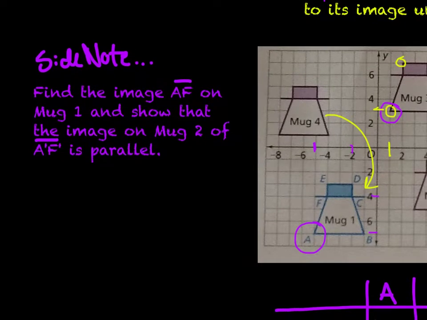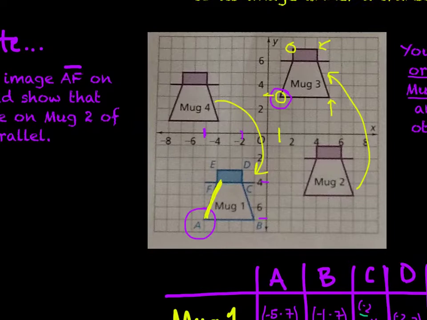Find the image of AF on Mug 1. Here's AF on Mug 1. And we need to show that the image on Mug 2, A prime F prime, is parallel. So let's find that image as well. Here is essentially A prime F prime on Mug 2. We need to prove they're parallel. What makes a line parallel?